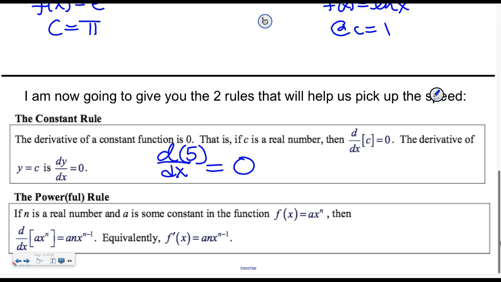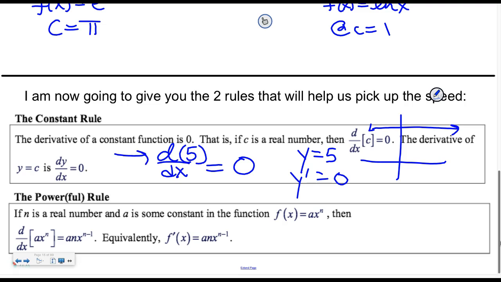And the answer is, if y is equal to 5, its graph looks like a horizontal line. And what Sarah said at the beginning of the hour when I said, what's a derivative? She said, slopes of the tangent line. What's the slope of a horizontal line? Everywhere, 0. So constants always go to 0. Okay, so I would say y prime equals 0. By the way, this right here is exactly the same thing as this right here.